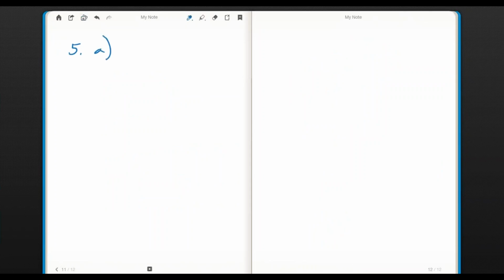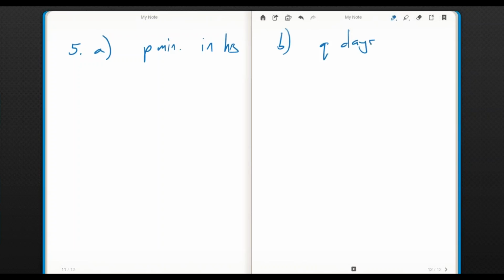Number 5, part A, write an expression for P minutes in hours. Part B, Q days in weeks. That sounds a little bit abstract, like, okay, what are we supposed to be writing, right?